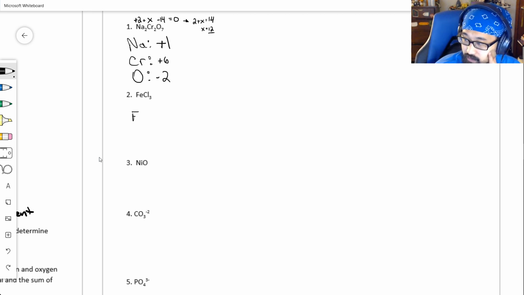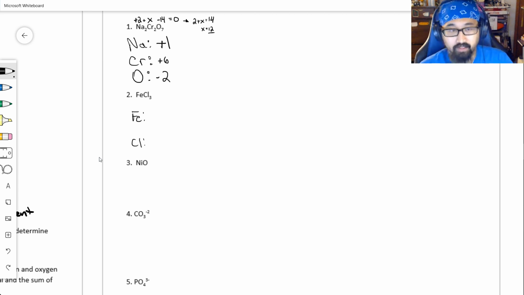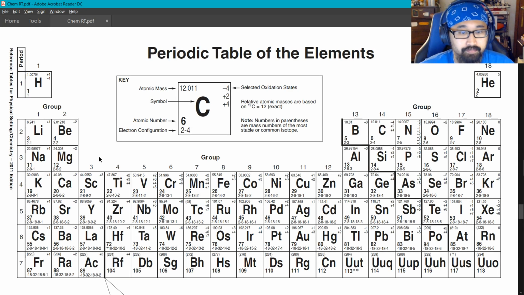FeCl3. I need to figure out what's the charge on Fe and what's the charge on Cl. If I look for iron, I would find it here. There are 2 possible charges. Not useful. But Cl is my other one, and there are multiple charges. Not useful. Or so it seems. You might be thinking, you said we wouldn't be guessing. I was being truthful. You're not going to be guessing.